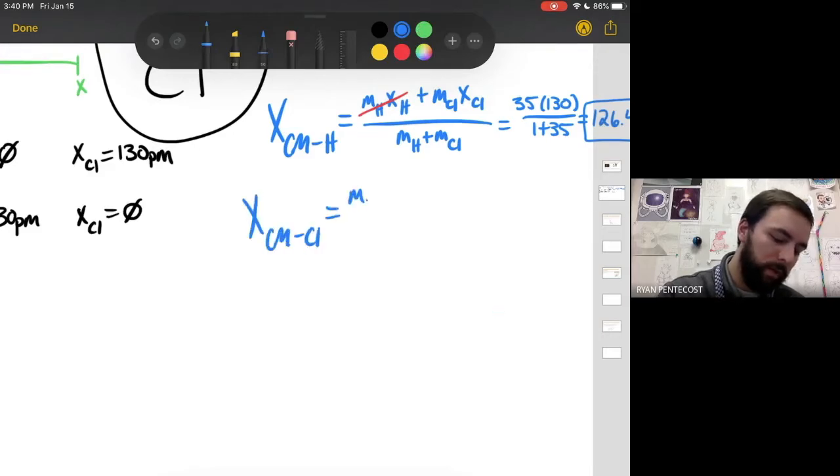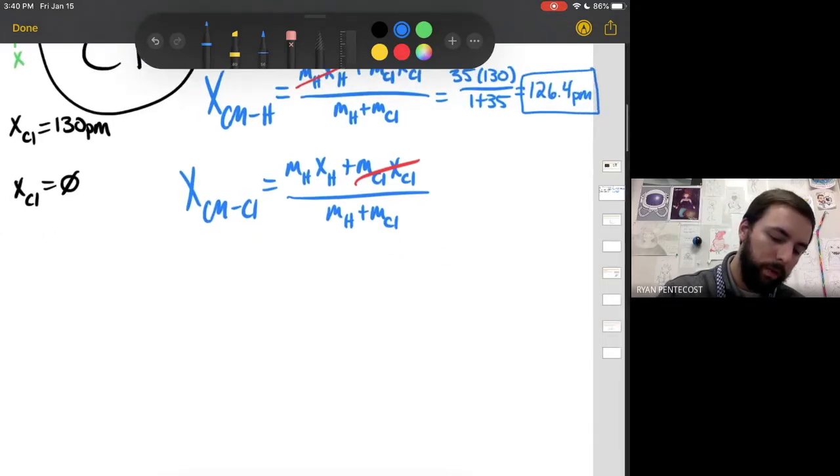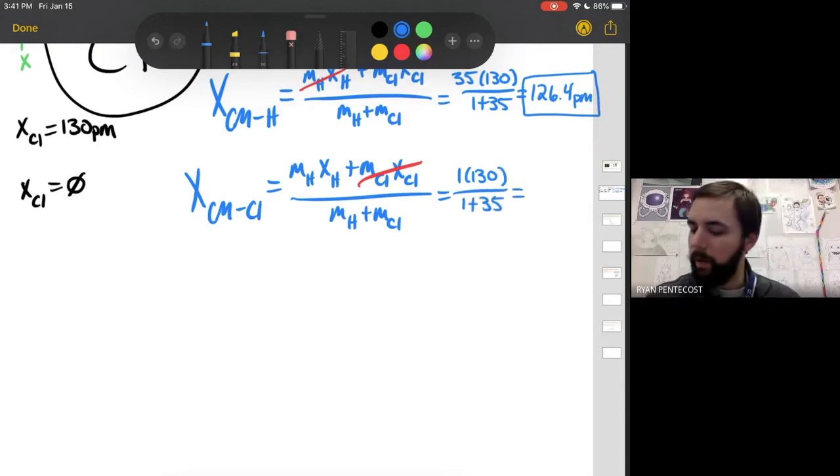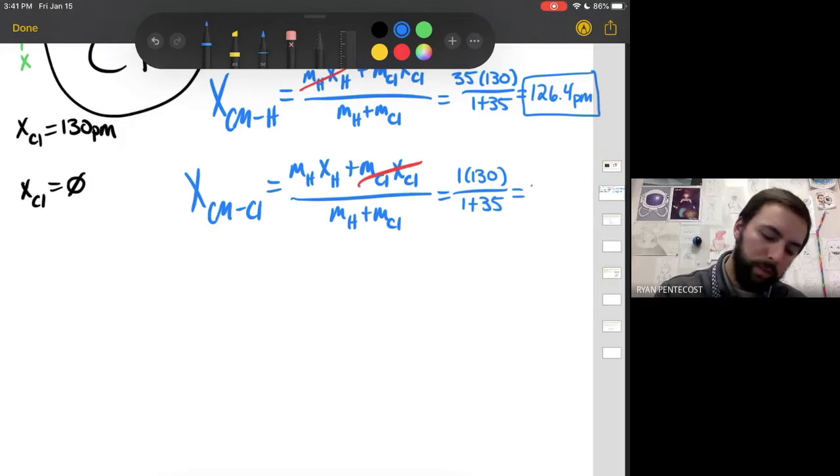You've got mass of hydrogen times the position of hydrogen plus the mass of chlorine times the distance of chlorine from chlorine, which is 0, divided by the mass of hydrogen plus the mass of chlorine. Okay. So here you have 1 times 130, right? 1 times 130 divided by 1 plus 35, and that will give you 3.6 picometers.